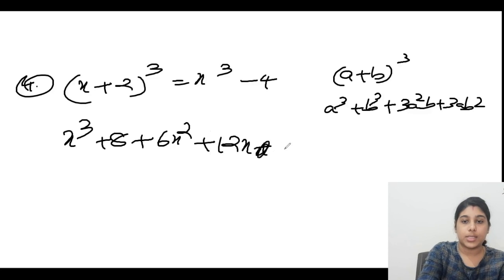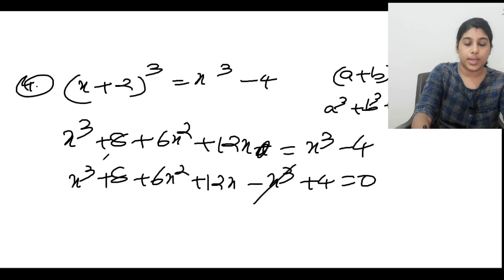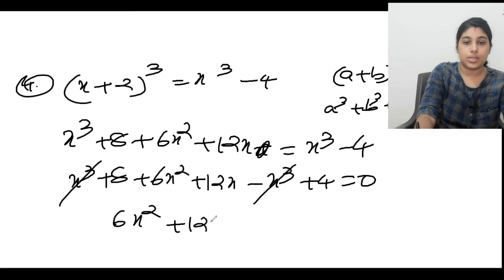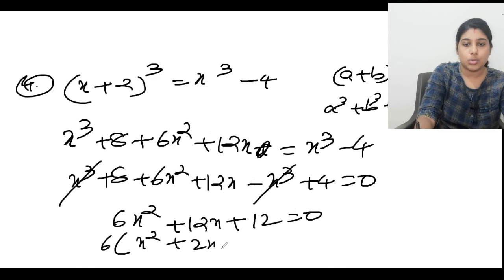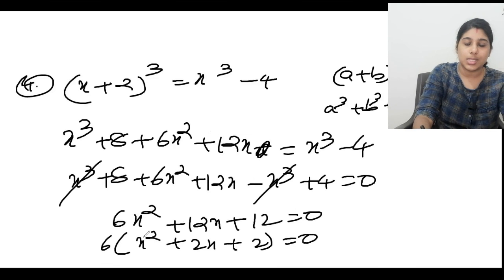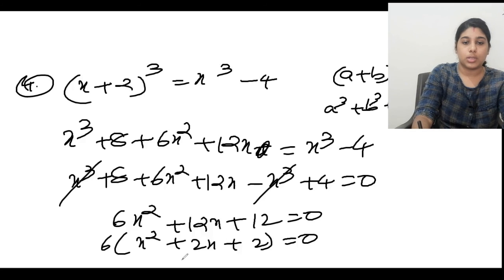Is equal to x cube minus 4. When we take it here, x cube plus 8 plus 6x square plus 12x minus x cube plus 4 is equal to 0. Minus x cube and plus x cube cancel. So it will become 6x square plus 12x plus 12 is equal to 0. If I am taking 6 common, because everywhere 6 is there, 6 into (x square plus 2x plus 2) is equal to 0. So as it is 0, 6 when it goes to the right hand side will again become 0. So the answer is x square plus 2x plus 2 is equal to 0.